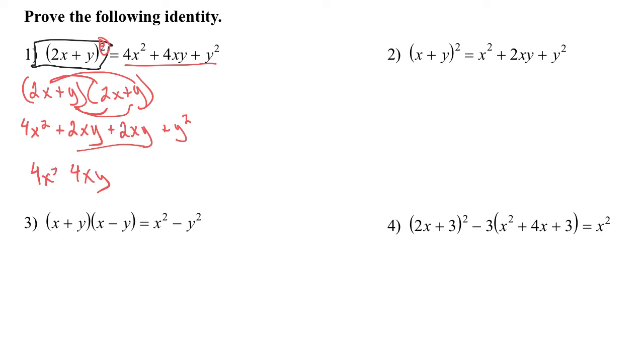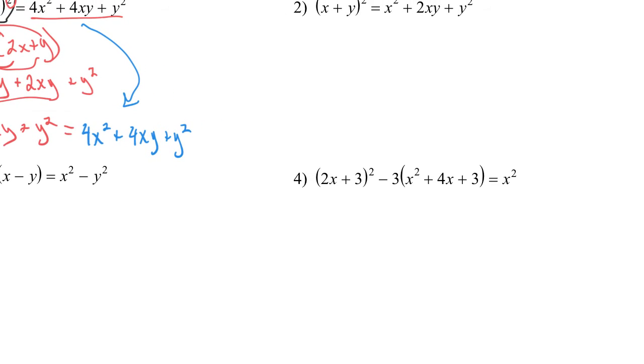Drop the 4x squared down, and look at that, it is the same. Just drop the other side down and show me. Yep, they are the same. Once you've got them equal to each other, then you're done and move on to the next one. So that's all you're doing there, just multiplying what you need to multiply and testing to see if it equals the other side.